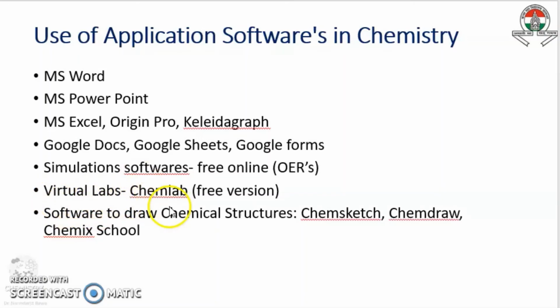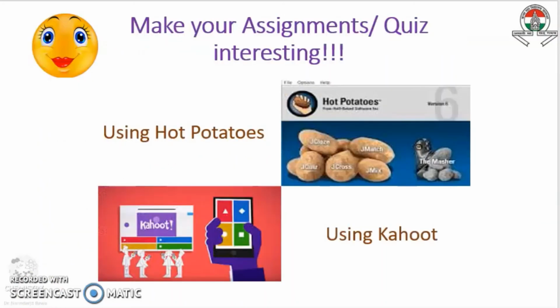Then next is virtual labs, chem labs, free version, etc. These are all available freely on the internet, right? So next point is how we can make our assignments and quizzes interesting. So there are again many softwares available which we can use, their free versions, for making our assignments and quizzes, etc. interesting. And one of the softwares which is freely available, a free version is also available, is Hot Potatoes.